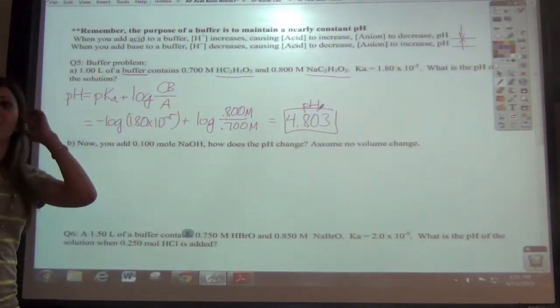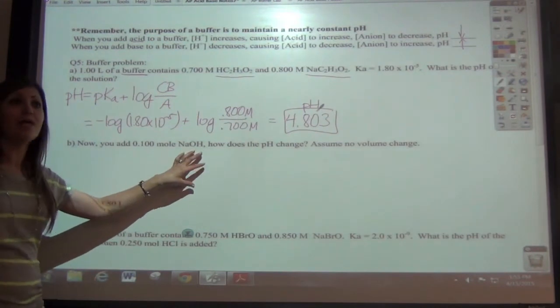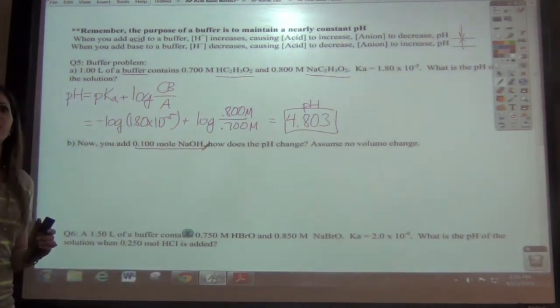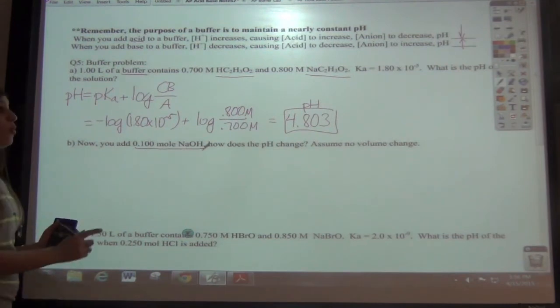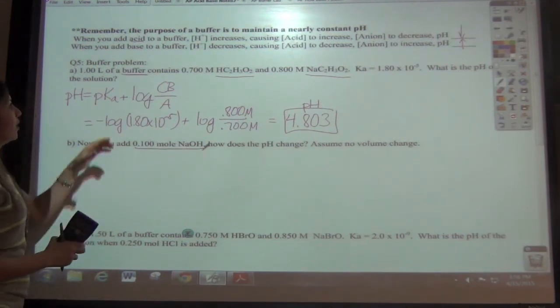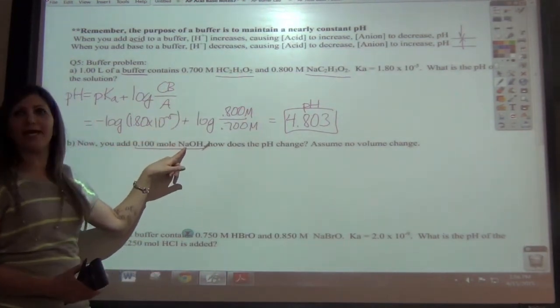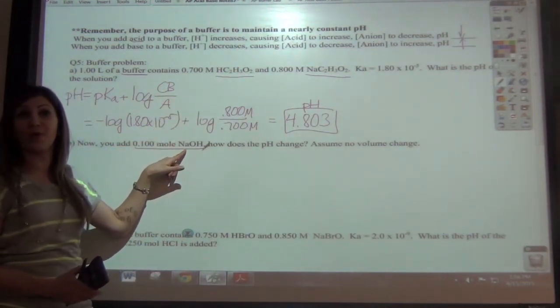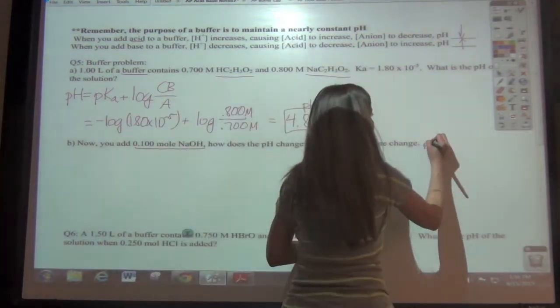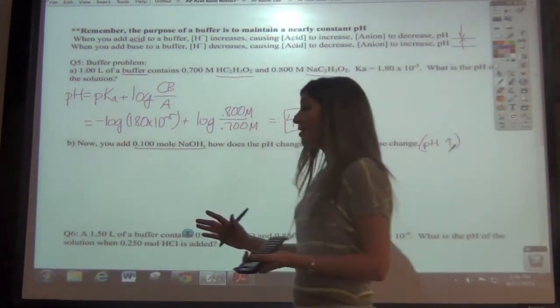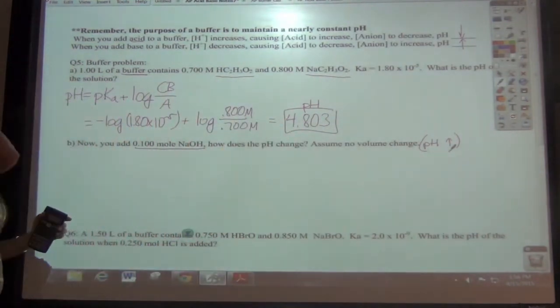Here's the second part of the question, and this is what we are talking about. Let's check to see what happens if you add 0.1 moles of sodium hydroxide to it. What do you expect to happen? Well, if you have a buffer that's an acidic buffer, what do you expect if you add a little bit of base to it? Your pH should go up. So pH should go up. Again, it's a buffer, so not by a lot, but by a little bit, our pH should increase.